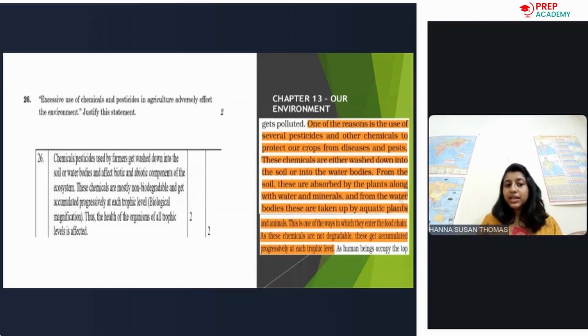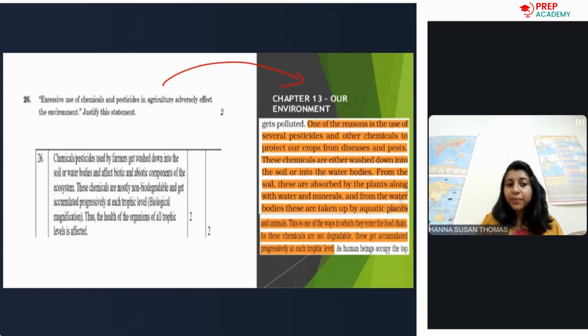Next comes 26th question. Excessive use of chemicals and pesticides in agriculture adversely affects the environment. Justify the statement. This question, I have told you, whenever you read a question, just think which chapter this question belongs to. This question belongs to chapter 13, Our Environment. It's also a direct question.